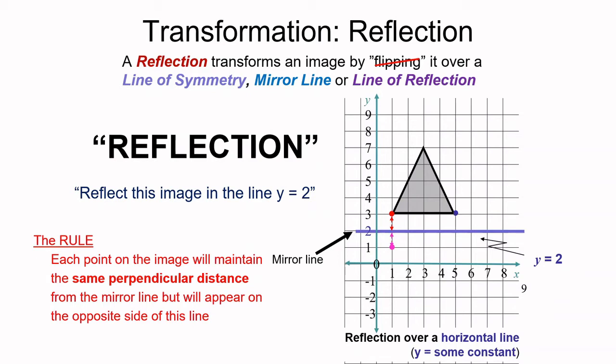Same thing with the other coordinates. This point here is 1 square above the mirror line. So I'll reflect it 1 square below the mirror line. And this furthest point up at the top here is 1, 2, 3, 4, 5 squares above the mirror line. So I'll reflect it to be 5 squares below the mirror line. Now take the time to count the distance carefully and plot your points accurately. Now that I've plotted all 3 vertex points of this triangle, I can just go ahead and join those points to draw my triangle, and I'm done.